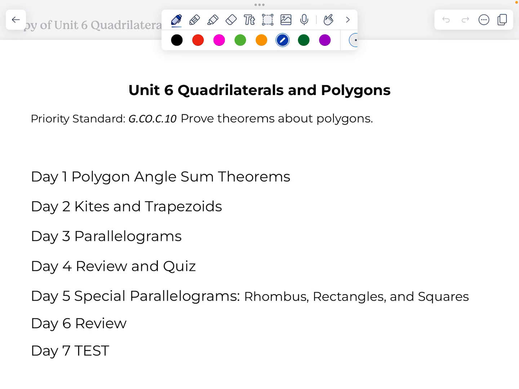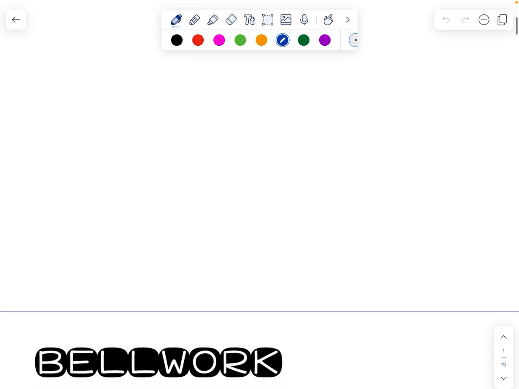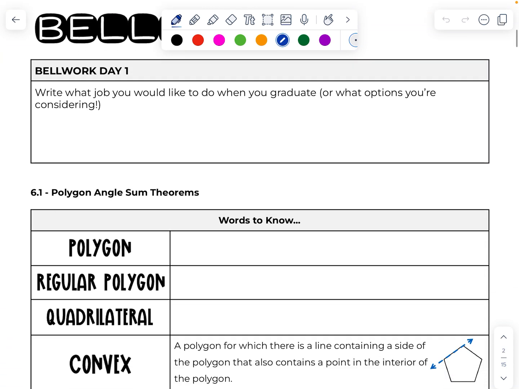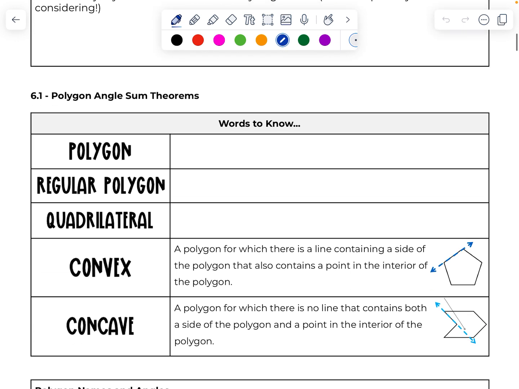Okay, so you should be seeing on your screen the Unit 6 quadrilaterals and polygons. The priority standards are to prove theorems about polygons. Today we're going to specifically look at what is a polygon and how to find their angle sum. So down here, polygon angle sum. First off, what is a polygon? We're going to write: a polygon is a closed 2D figure with straight edges.